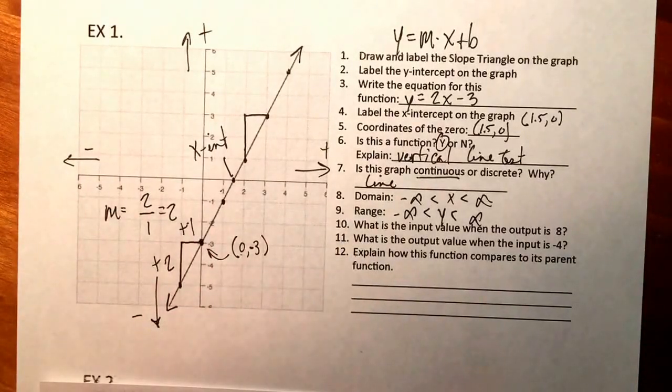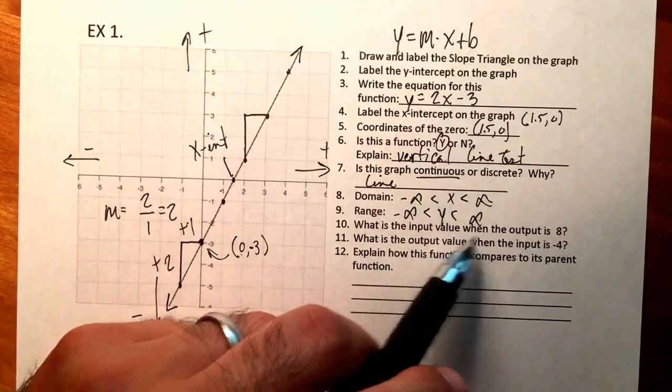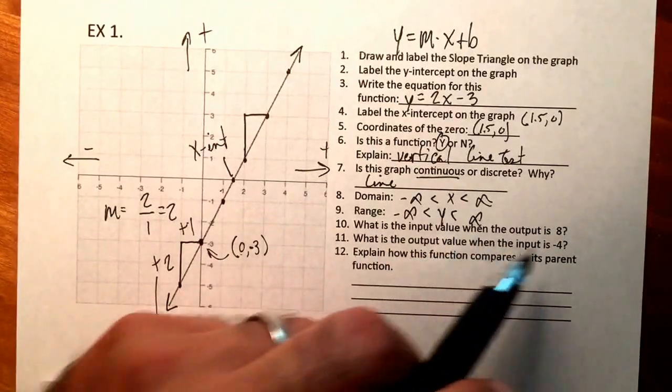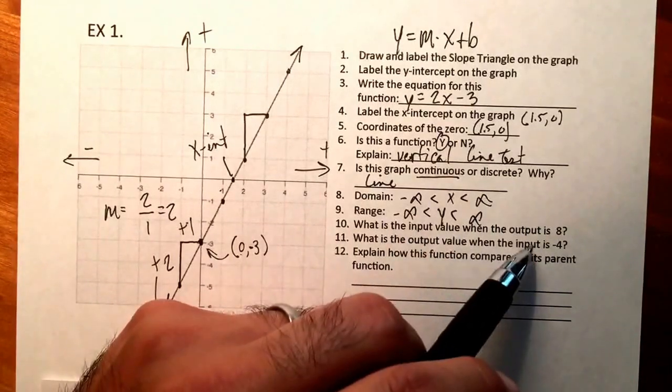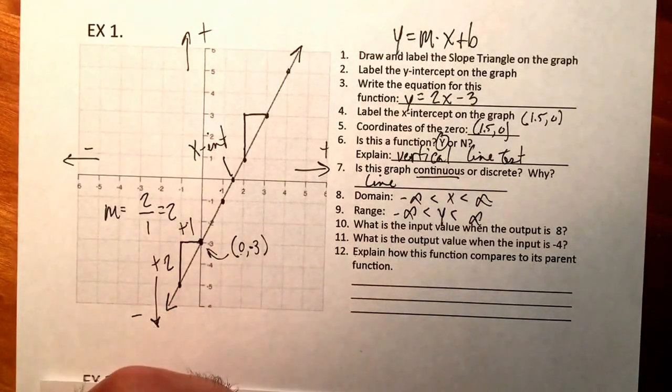Now you're going to have to follow the last couple, 10 and 11. I'll let you figure those out for yourself. You need to figure out the input and the output value. If I give you the output is 8, what is the input? If I give you an input of negative 4, what is the output? Hint, you might have to solve the equation given these values.